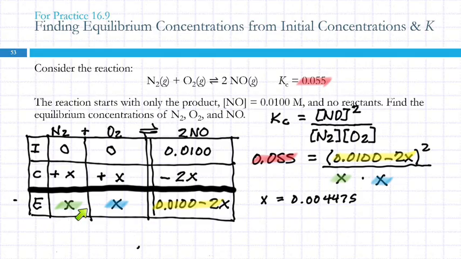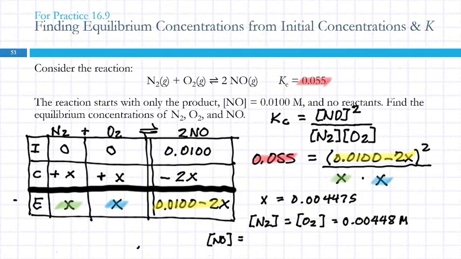The concentration of N2 is equal to the concentration of O2. They're both equal to x. The concentration of NO is going to equal 0.0100 minus 0.00475 times 2. Forgot the 2. If you use the solver, your calculator has this value stored in the x register. And so I can go 0.01 minus 2 times, and I can press that same x button I used for the variable, and it'll do it for me. I don't have to type it in again.